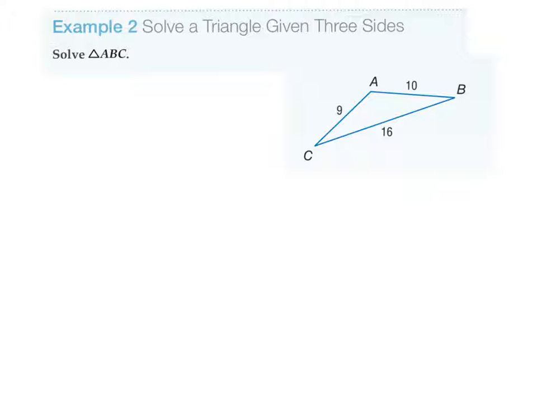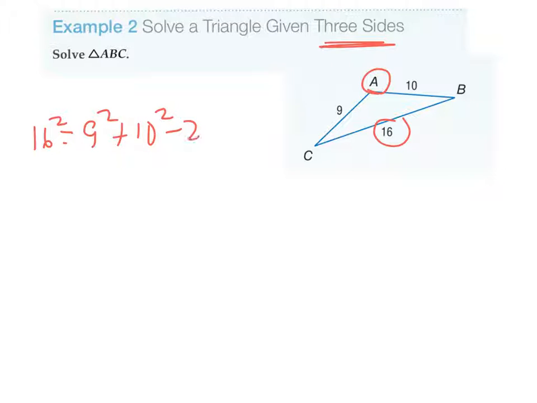Okay, now we're going to do a triangle where all they give you is the sides. They don't give you any angles. So what we have to be careful of is whatever we're going to make it equal to will be the cosine we use. So I'm going to use this one and this one. So that means I'm going to go 16 squared equals 9 squared plus 10 squared minus 2 times 9 times 10, and I'm going to do the cosine of A. So this and this have to match up.